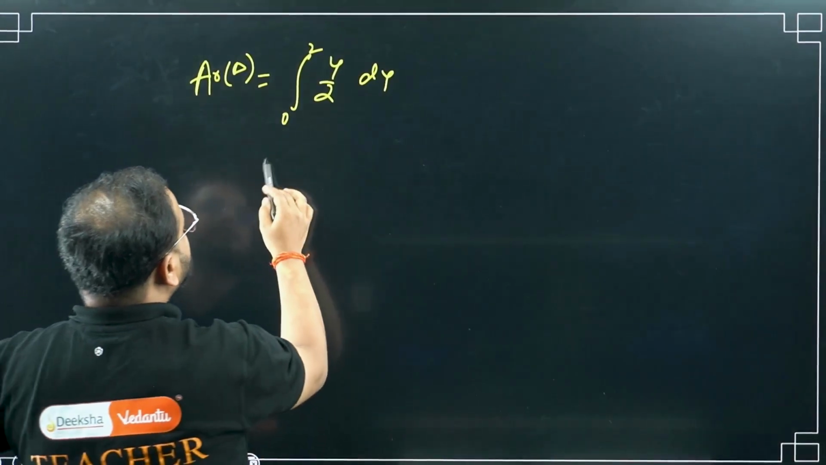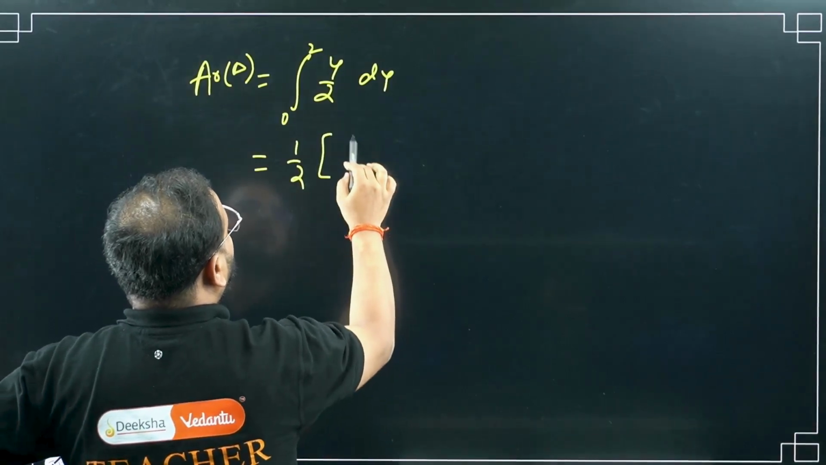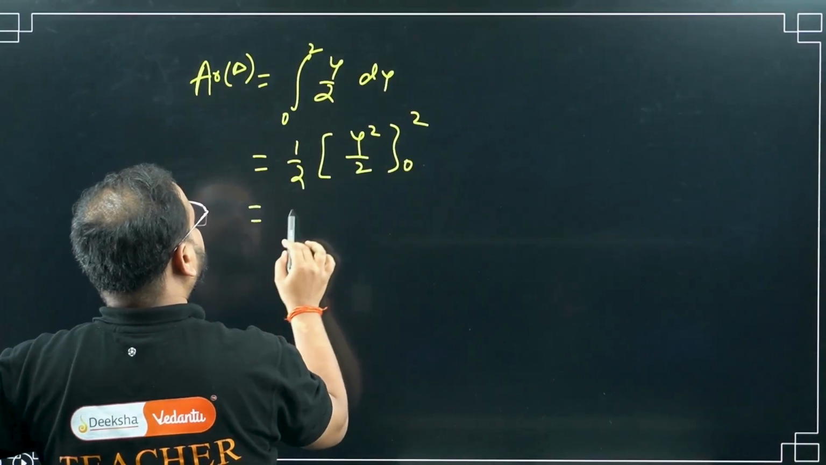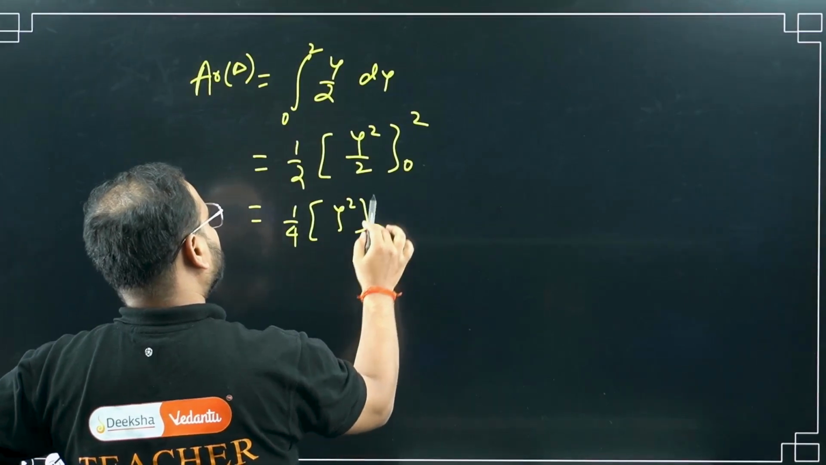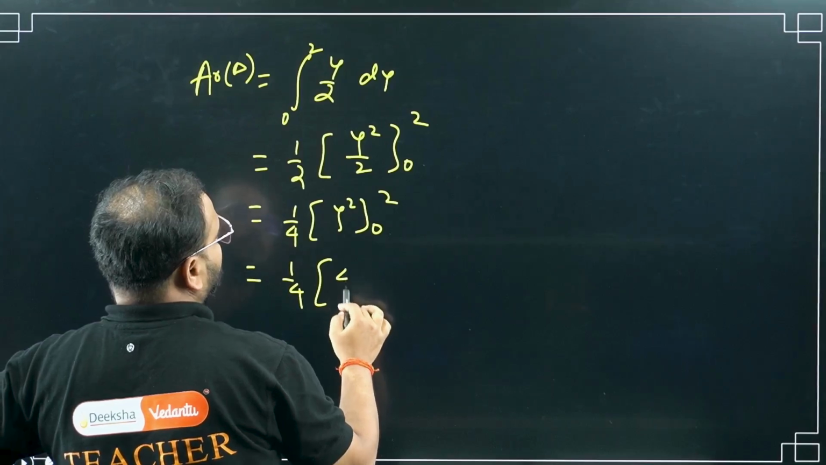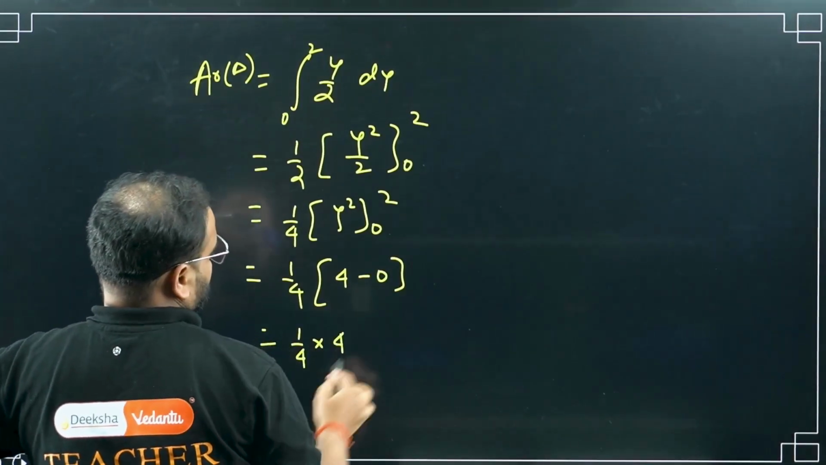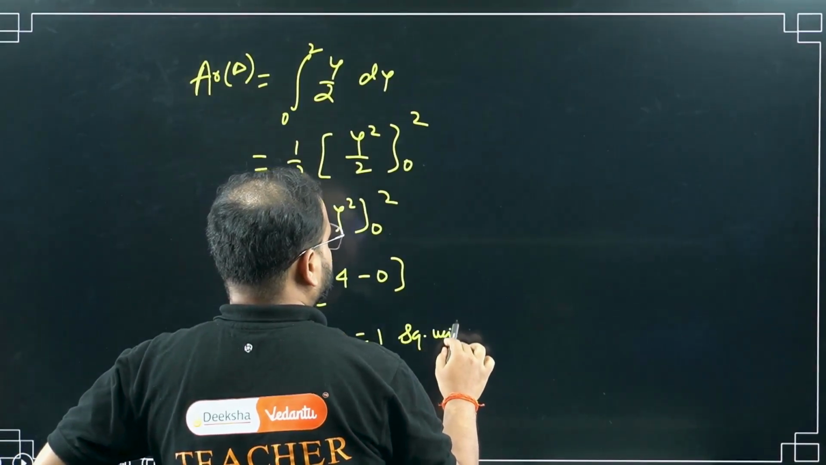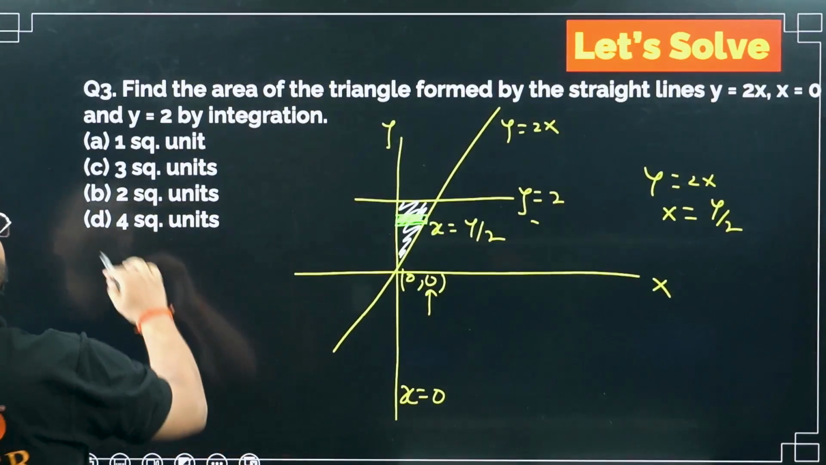Okay, please integrate this. Here I get what? The 1 by 2 is a constant, taking it outside. I get y square by 2, from 0 to 2. Take this 2 common again. 1 by 4 I'm going to get, y square from 0 to 2. Put the limits. 2 square is 4, minus 0. How much is the answer? 1 by 4 into 4, simply 1. What is the unit? Square unit. Have a look. Option number A.